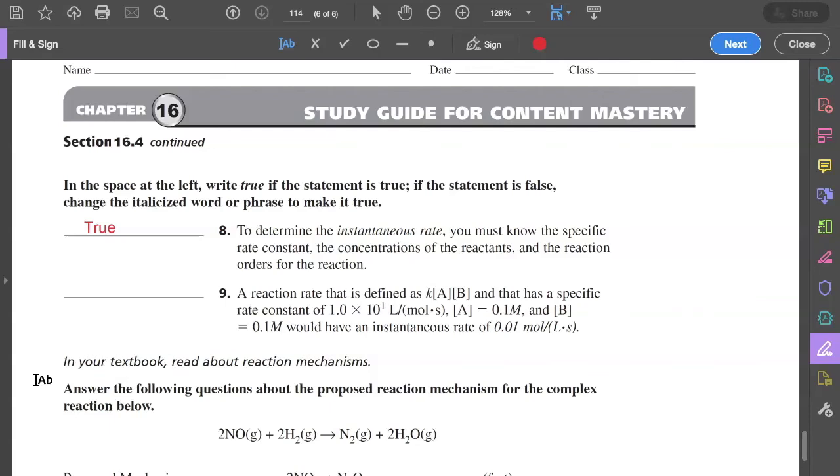Number 9, a reaction rate that's defined as K times the concentration of A times the concentration of B, and that has a specific rate constant of 1 times 10 to the first liters per mole second. That's another way of saying 1 over molar second. And A has a concentration of 0.1 molar and B has a concentration of 0.1 molar, the instantaneous rate would be 0.01 moles per liter second.